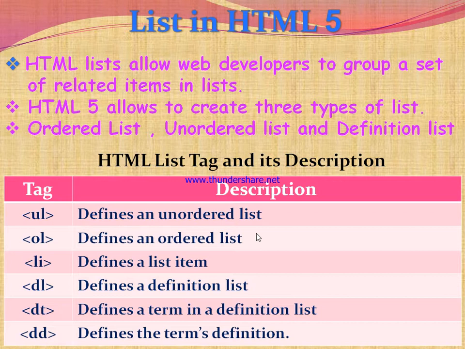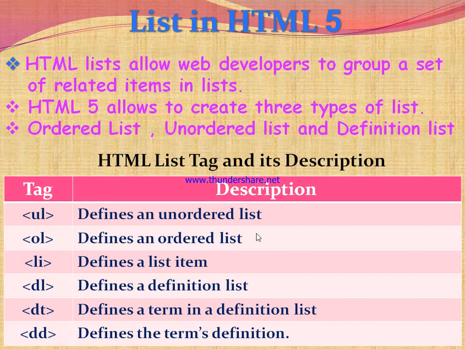The following table shows some HTML list tags and their descriptions. The first tag is the UL tag. It defines an unordered list. U stands for unordered, L stands for list. The second tag is the OL tag. It defines an ordered list. Mainly, there is a tag referred to as the LI tag. It defines a list item and it is a subtag of the UL and OL tags. The LI tag specifies the list item in a list.